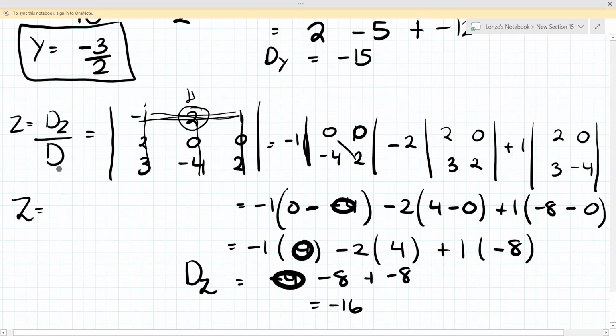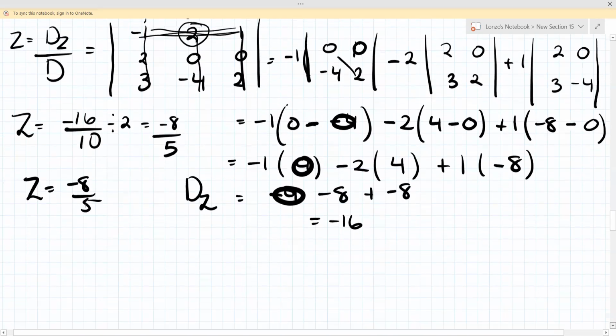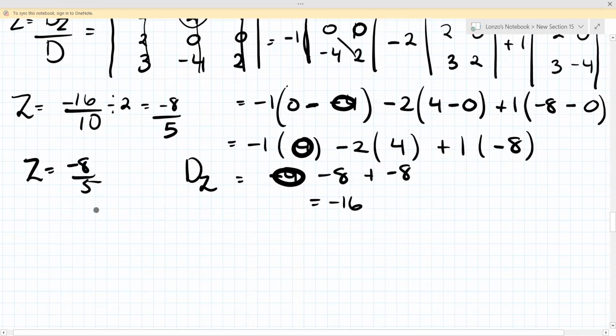So your z number is dz, which is -16, over the regular determinant, which is 10. And then that can be reduced by 2, which is -8, and then 10 divided by 2 is 5. So your z value is -8 over 5. So your final solution is going to be x equals 4/5 and y equals -3/2, and z would be -8/5.